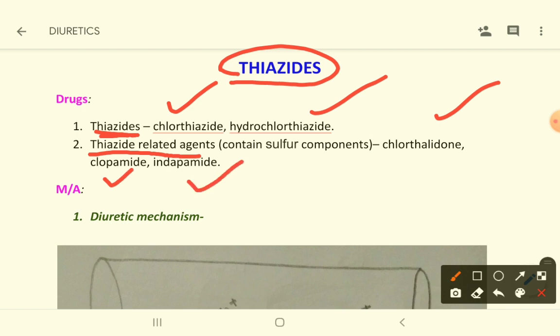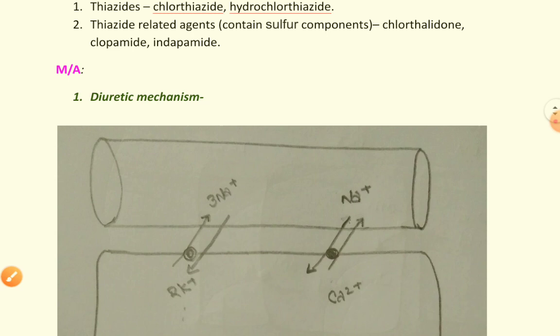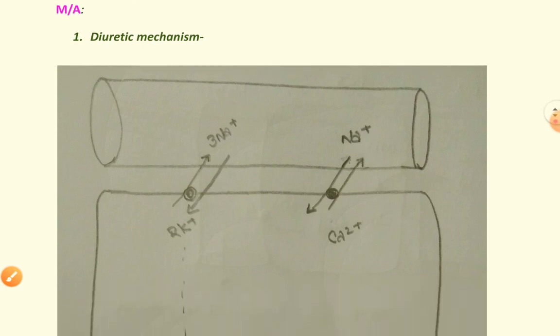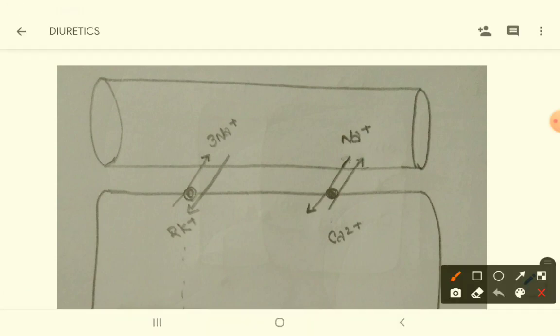So thiazide-related drugs have a special character, that is they contain sulfur components. So the patients who have sulfur allergy, we cannot give these drugs to those patients. Now let's look at the mechanism of action of the thiazide diuretics.